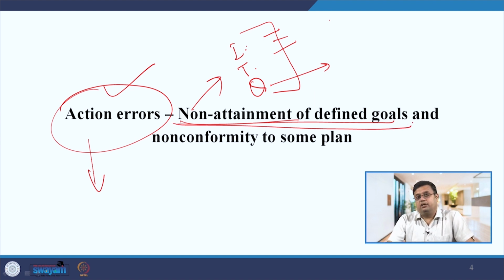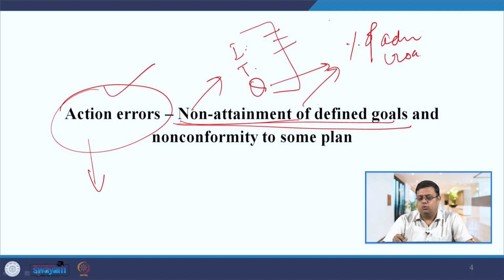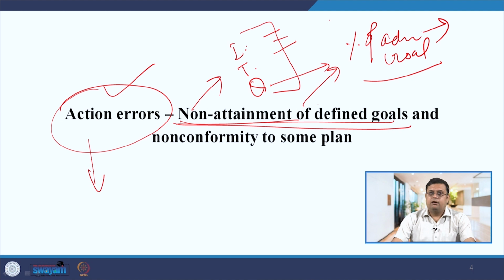So, the first aspect of this action error is that you have to identify the list of non-attainment of defined goals. Whatever goals you defined during the goal setting process, you have to identify all those goals which were not attained or achieved. Or, one more way, I can say, based on the percentage of achievement of the goal, to what extent that has been achieved. In detail we will discuss this during performance analytics. So, that is the action error.